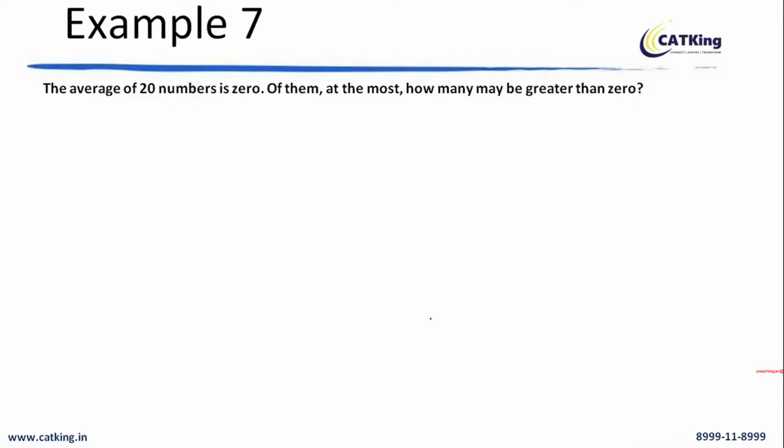The average of 20 numbers is 0. Simple. The average of 20 numbers is 0. Of them, at the most, how many numbers can be greater than 0?